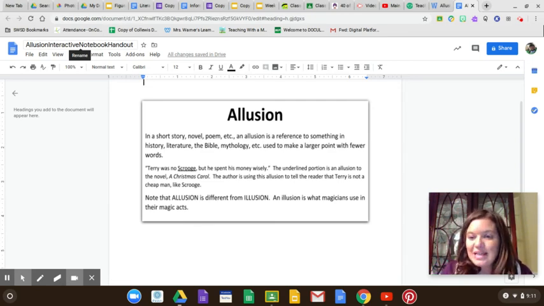So here's another example, just in case you forget. It says, Terry was no Scrooge, but he spent his money wisely. So the underlined portion is an allusion to the novel A Christmas Carol, where the main character Scrooge is grumpy and nasty. And if you call somebody a Scrooge, that means that they're a grumpy person.